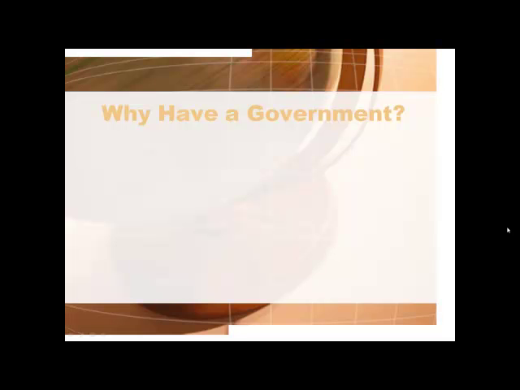The first question we have to ask, though, is why would we have a government? Why would we want a government at all? Because a government is a ruling body. It's an authority figure over the top of you, over an individual. And so most people, given the choice, don't want someone to have direct authority over them.